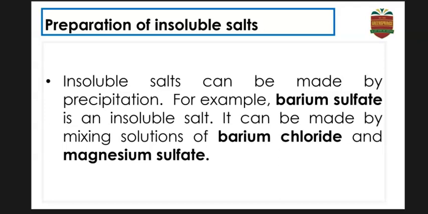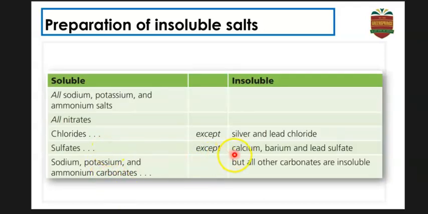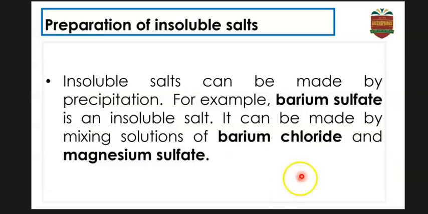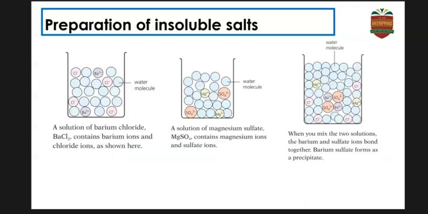If you go back to the table of solubility, we said all sulfates are soluble except calcium, barium, and lead sulfate. So therefore, barium sulfate will be a good example of an insoluble salt. So it can be made by mixing solutions of barium chloride and magnesium sulfate, for example. If I mix a solution of barium chloride and magnesium sulfate, how is it that I'll be able to get barium sulfate? So let's look at the nitty-gritty, what happens there.